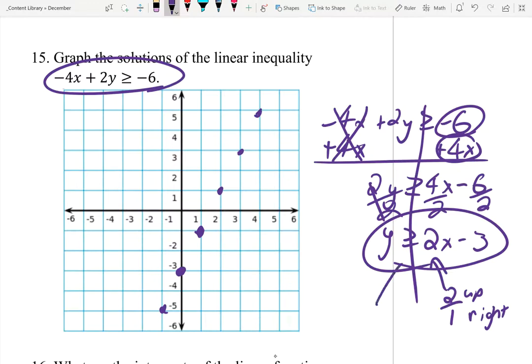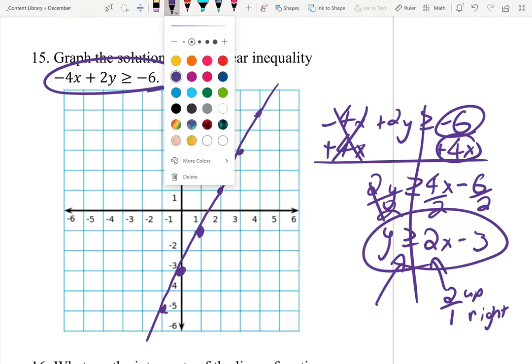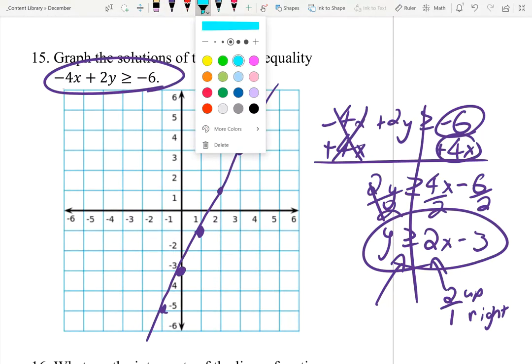This is a solid line because we have the equal to portion of our inequality. So it's going to be a solid line. And y is greater than, so we are going to shade above this solid line. So we're going to shade this part of it.